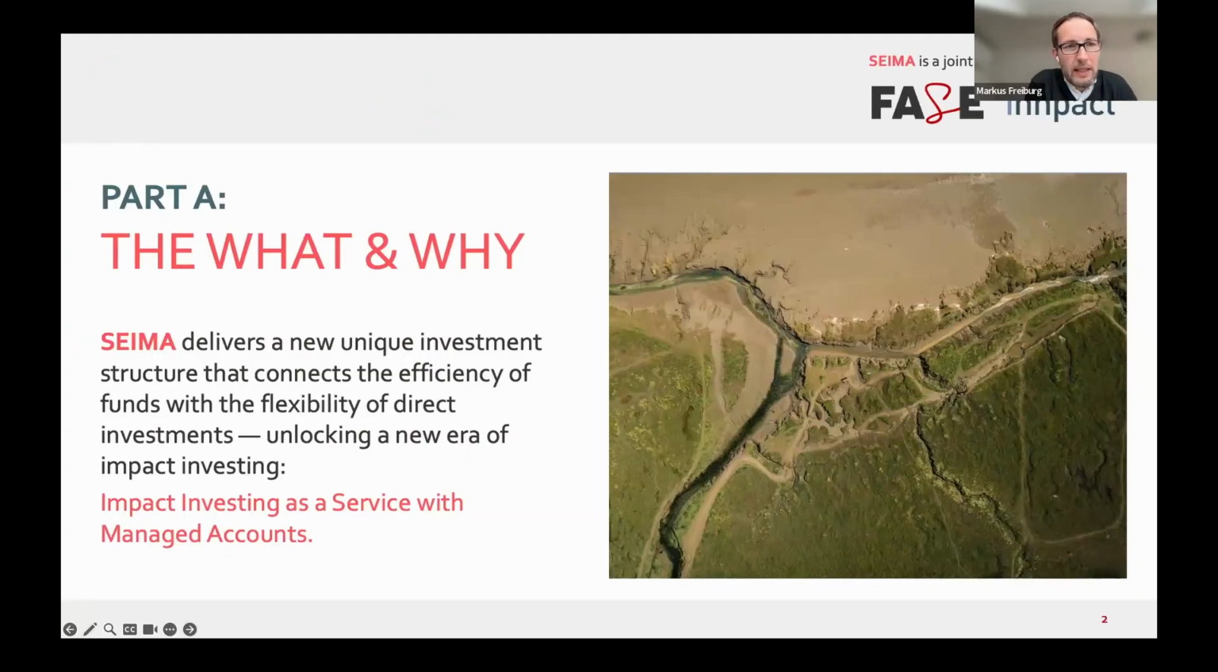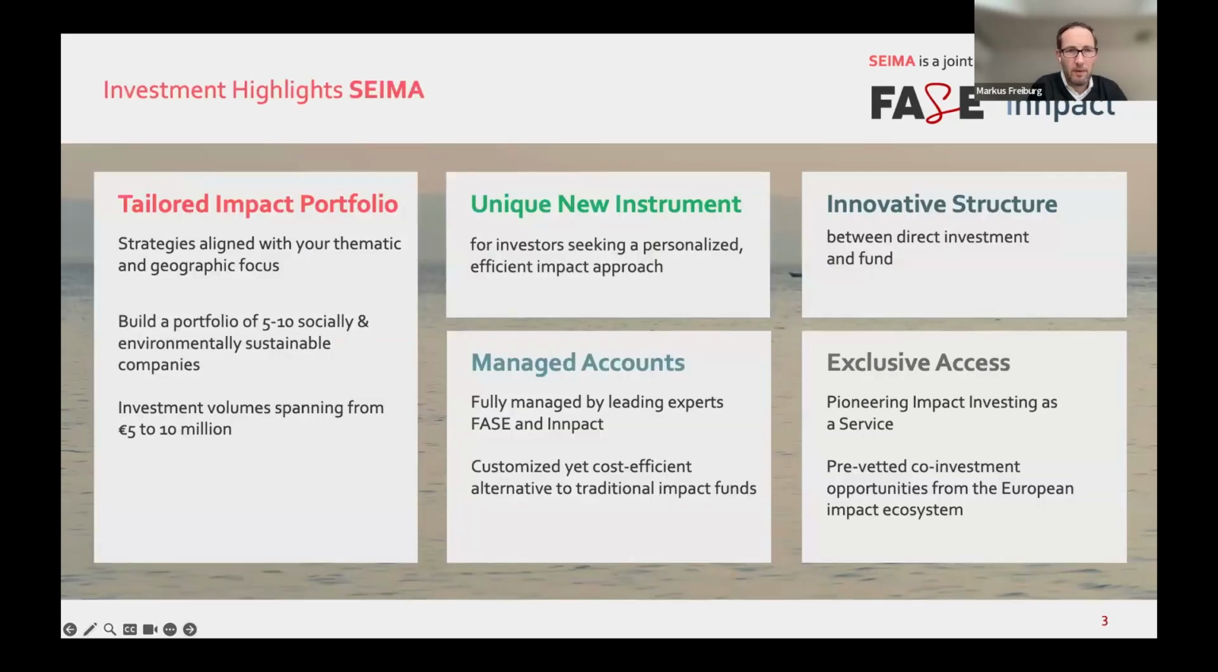So what is it and why is it needed? The SEIMA, so Social Enterprise Investment Managed Accounts, is a unique investment structure that connects the efficiency of funds with the flexibility of direct investments. So it's really connected between direct investment on the one hand side and fund investment on the other side, and shall activate additional investor groups and allow them to have a dedicated investment strategy that they could otherwise not pursue.